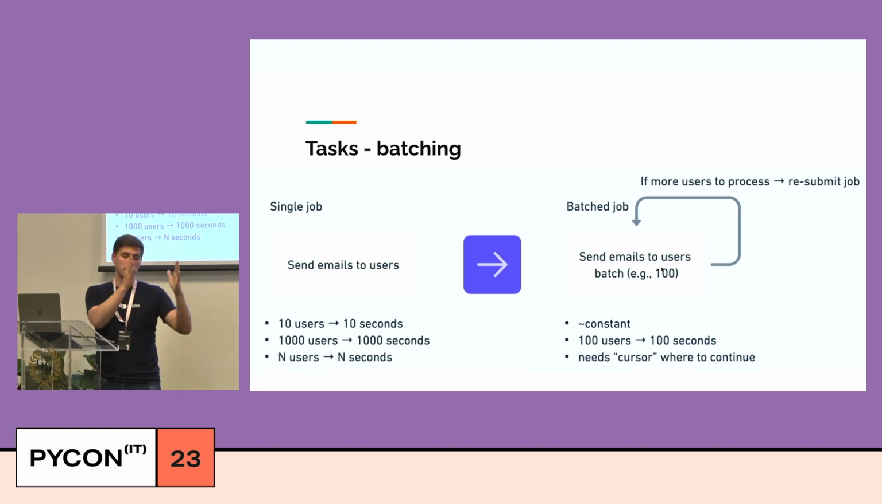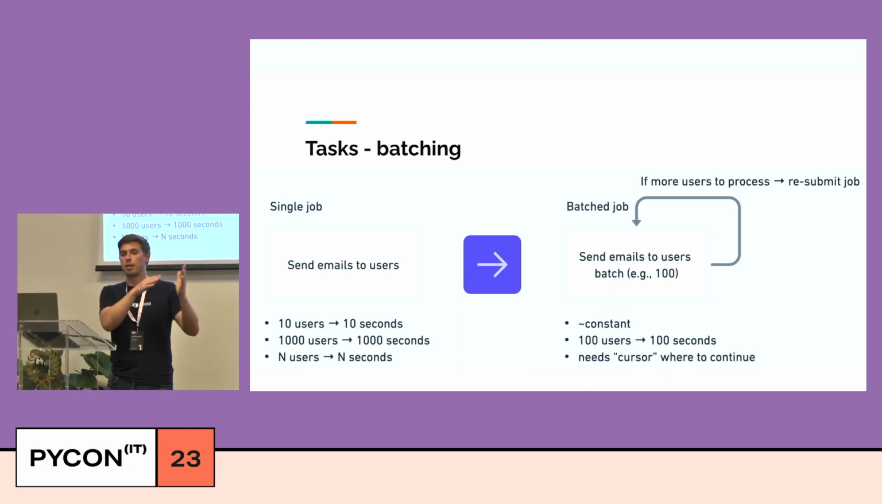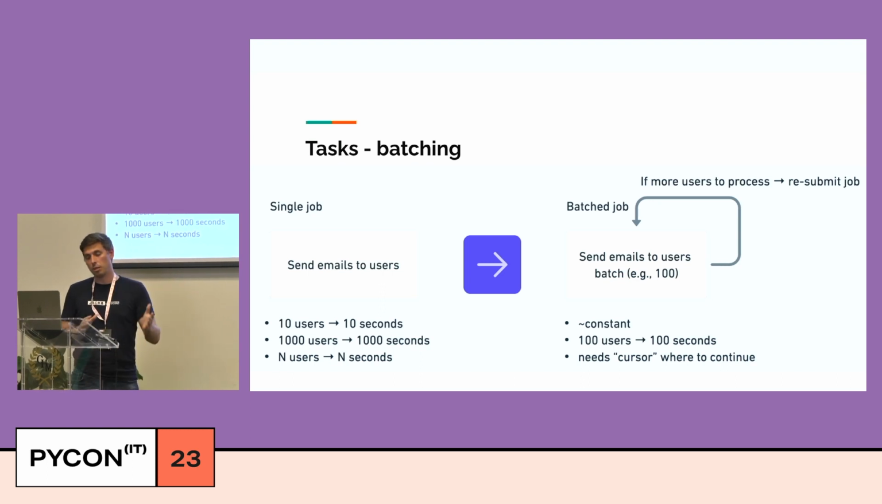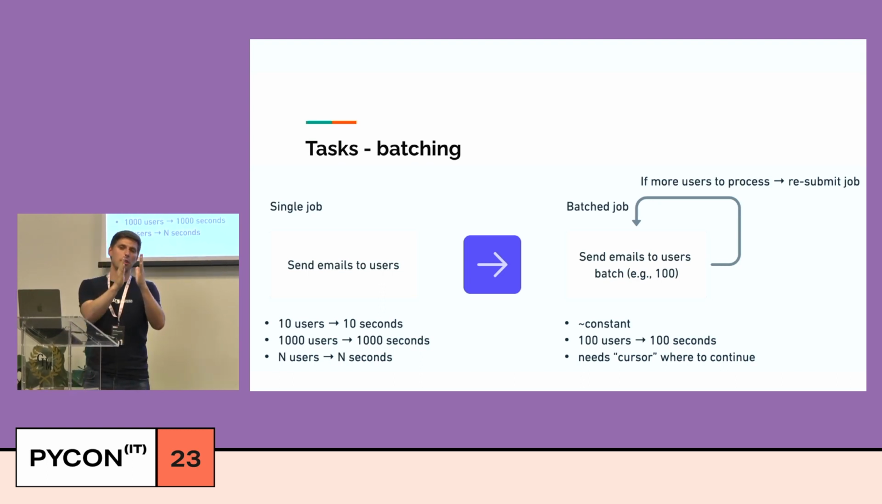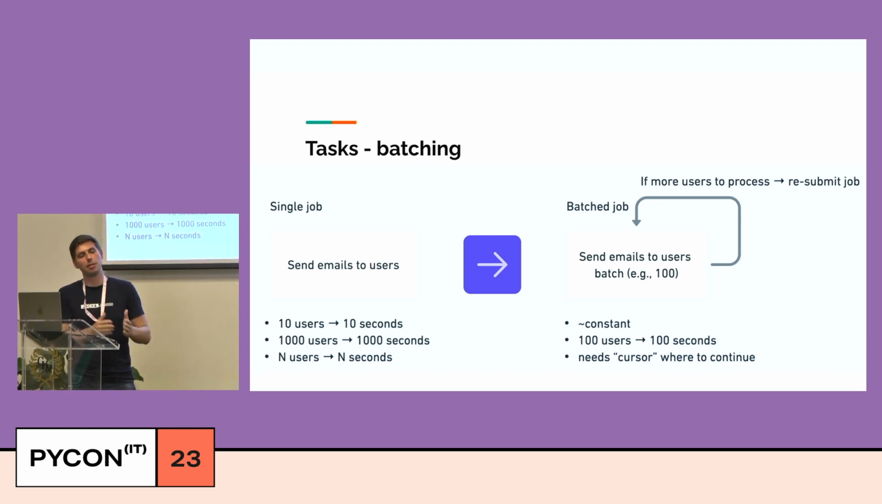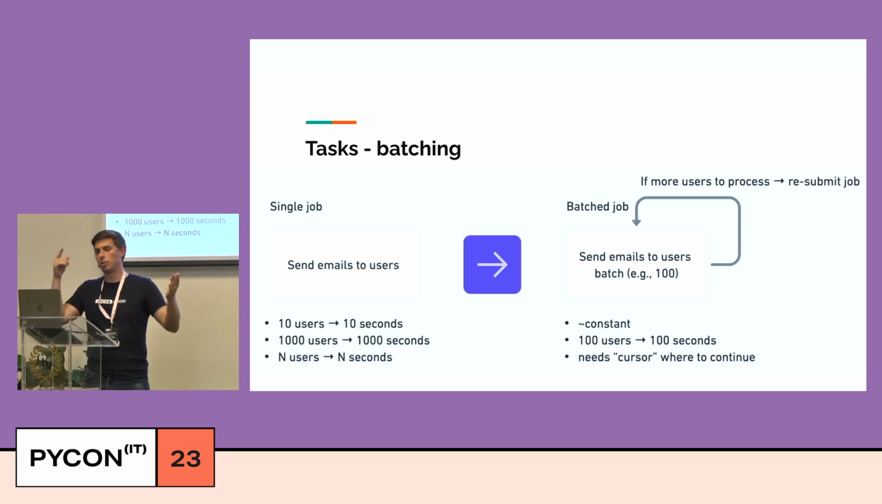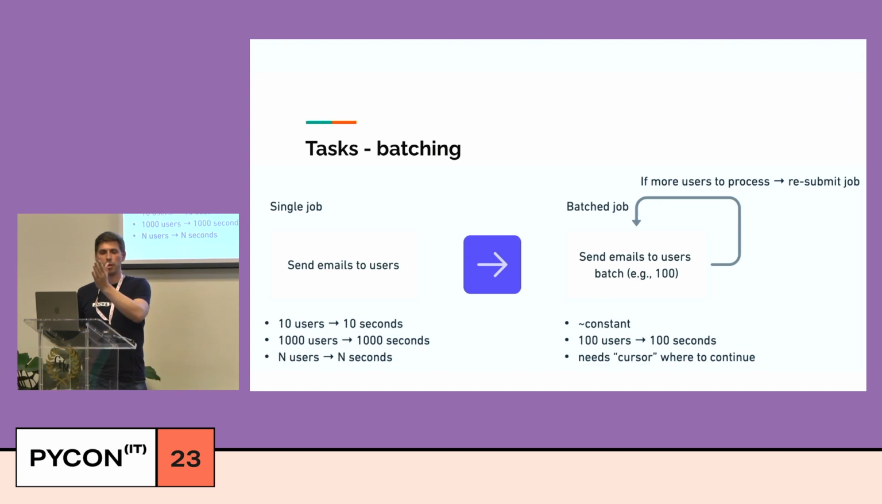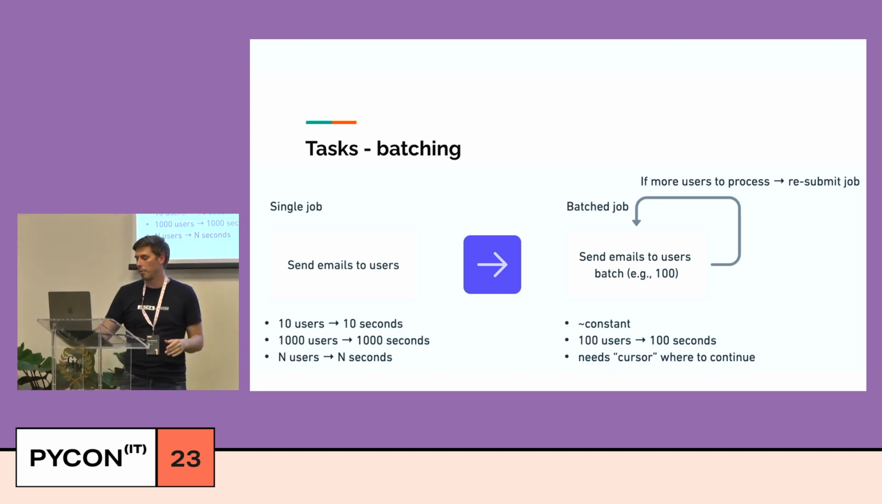So for example, we process 100 users at a time. If there are more users to process, we resubmit the same job, just with some cursor which tells where the last job finished, so where we need to continue. I'll quickly show the example later. This way we make sure batch processing time is roughly constant, so 100 users is 100 users. If we need to process a million users, we just need to have more jobs to do that. If there are no users to process, we exit from the last job, and that's it.